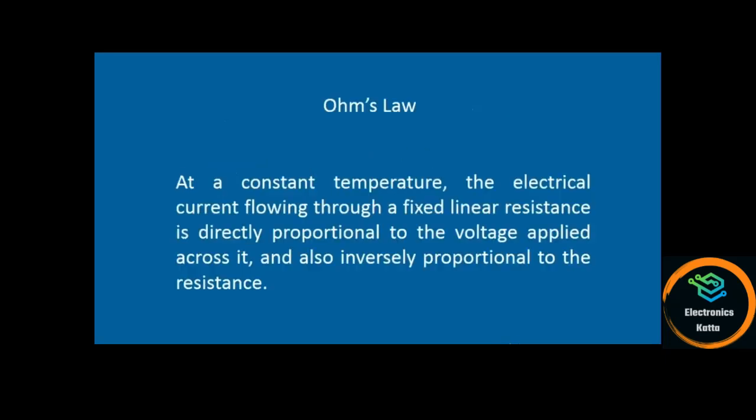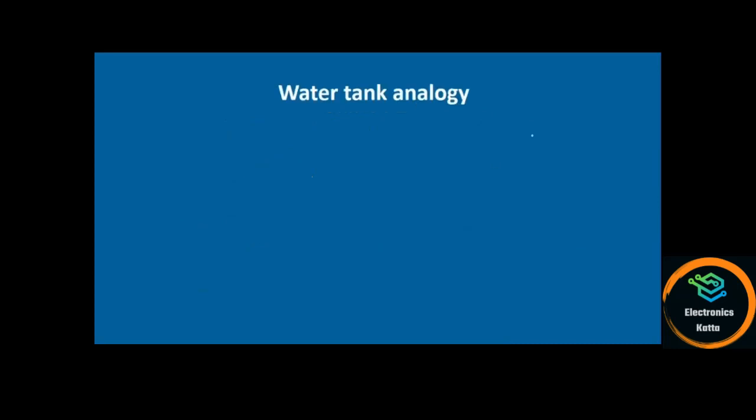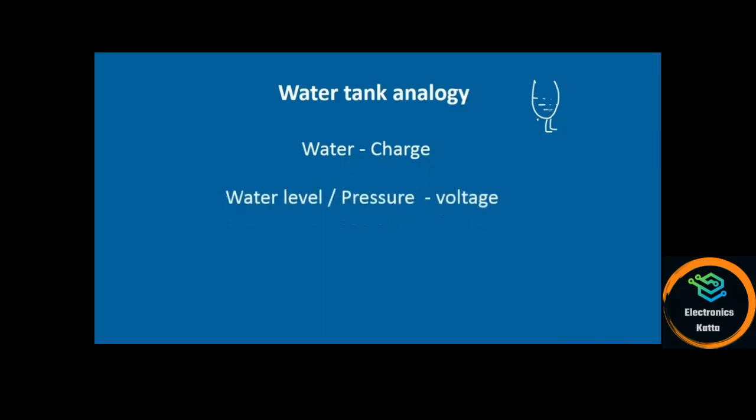Now let's understand Ohm's law by taking a water tank analogy. Let's say we have one water tank, and at the bottom of the tank we have connected one hose pipe. In this analogy, the water in the tank can be represented as the charge in the electrical circuit, while the level of the water in the tank, or the water pressure, represents the voltage. The diameter of this hose pipe represents the resistance in the circuit, and the flow of water through this hose pipe represents the current in the electrical circuit.